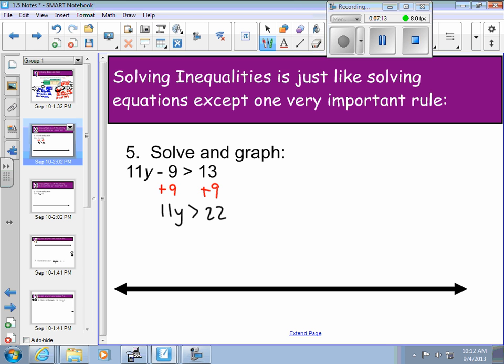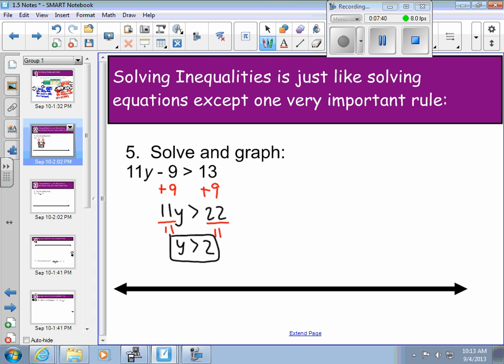All right, now we need to divide by 11 because we're multiplying 11 times y. Divide by 11 to get our answer. Do we need to reverse the inequality symbol? Not at this point because we're not dividing by a negative, we're dividing by a positive number. So our inequality symbol stays the same way. And our answer is that y is greater than 22 divided by 11 is 2. So that would be the solution.